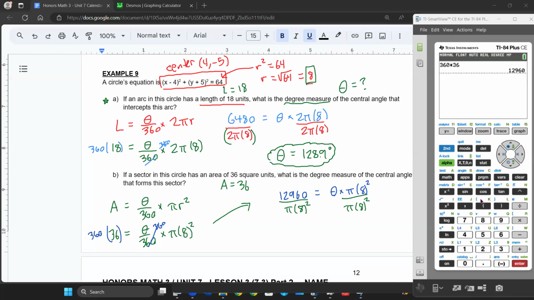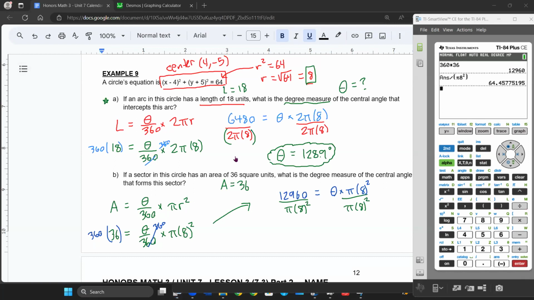Back to the calculator. So take your previous answer, hit divide, parentheses, pi. And I'm just going to hit 8 squared. Trust that we don't need the parentheses around there. And that's going to be your degree. So your degree will be about 64.45. So I'll round that to 64.5 degrees.